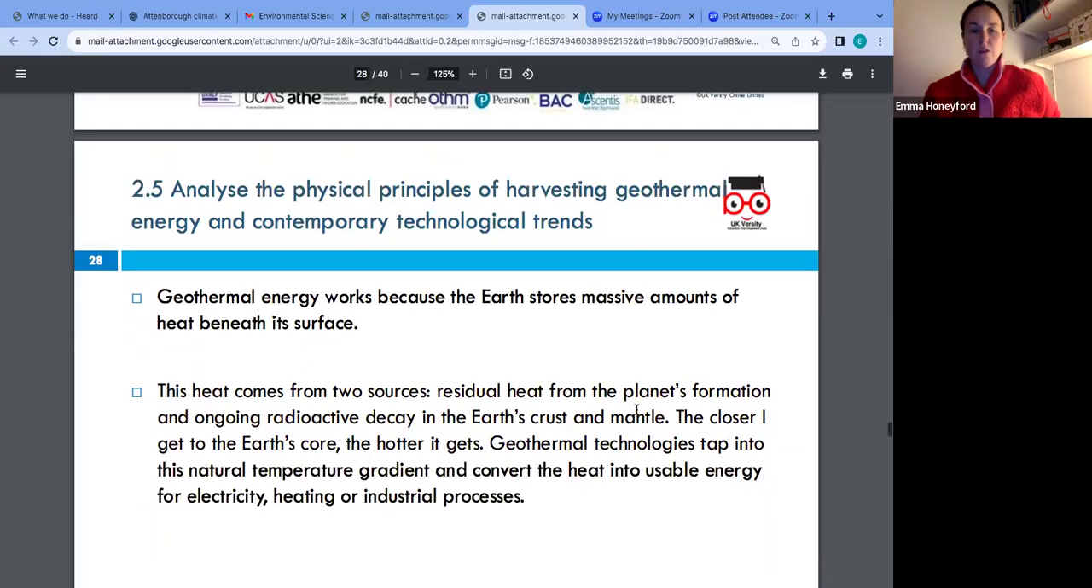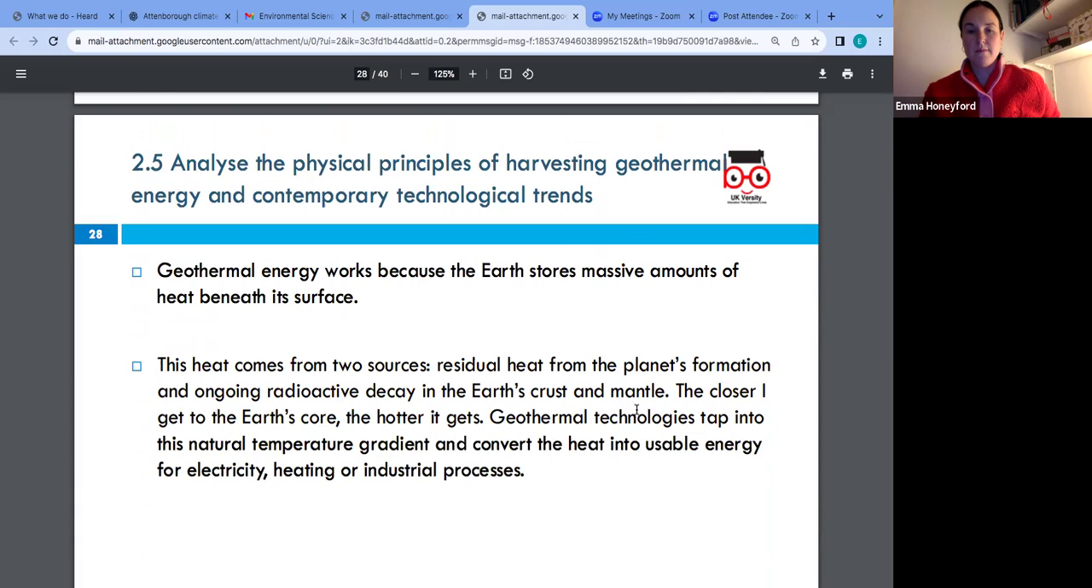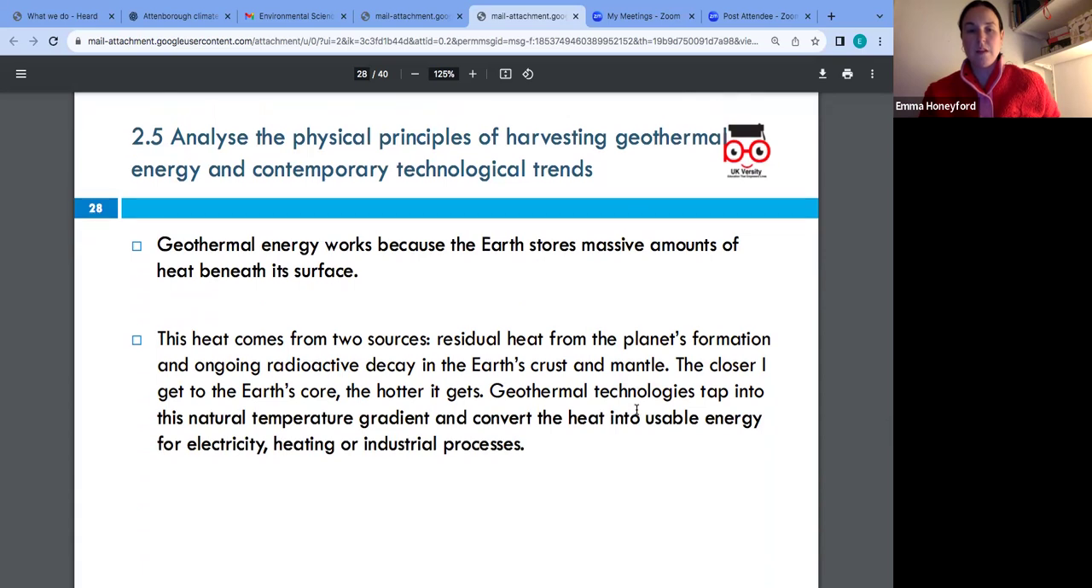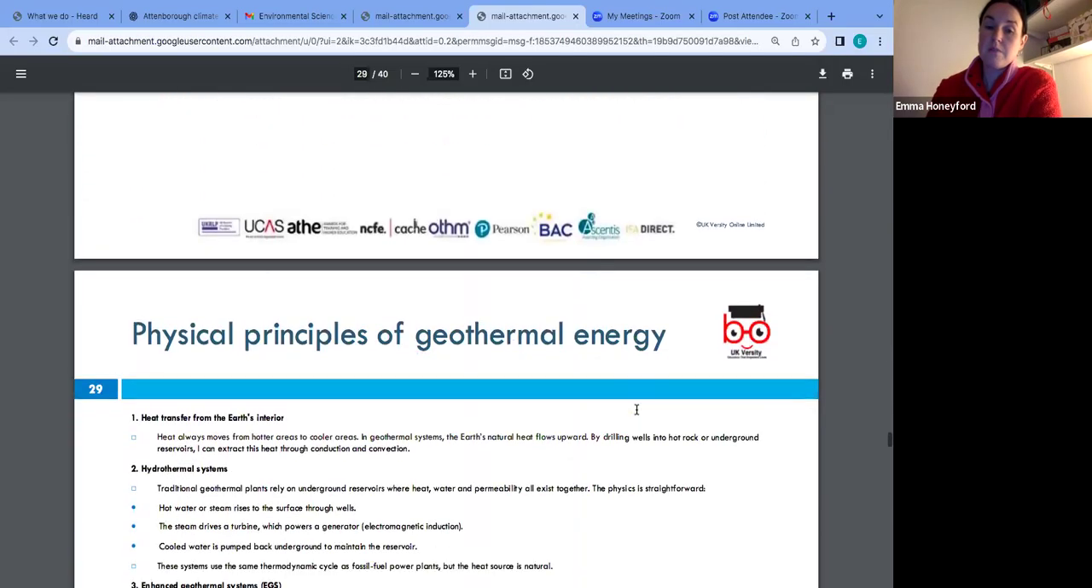So the next section is all around geothermal energy. Again, we'll look at the physical principles and contemporary technological trends. So geothermal energy works because the Earth stores massive amounts of heat beneath the surface. So this heat comes from two sources: residual heat from the planet's formation and ongoing radioactive decay in the Earth's crust and mantle. So the closer we get to the Earth's core, the hotter it gets. So geothermal technology taps into this natural temperature gradient and converts the heat into usable energy for electricity, heating or industrial processes.